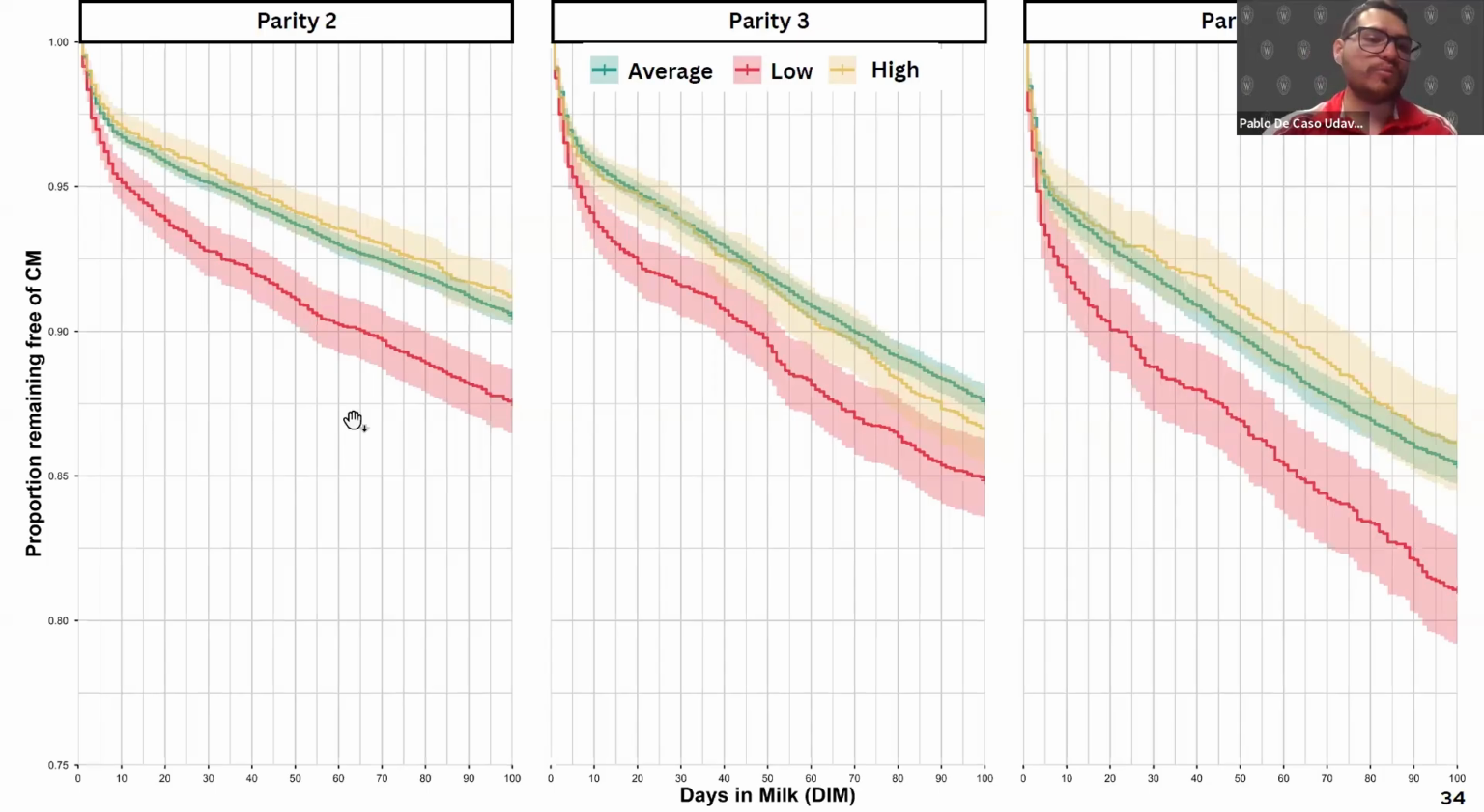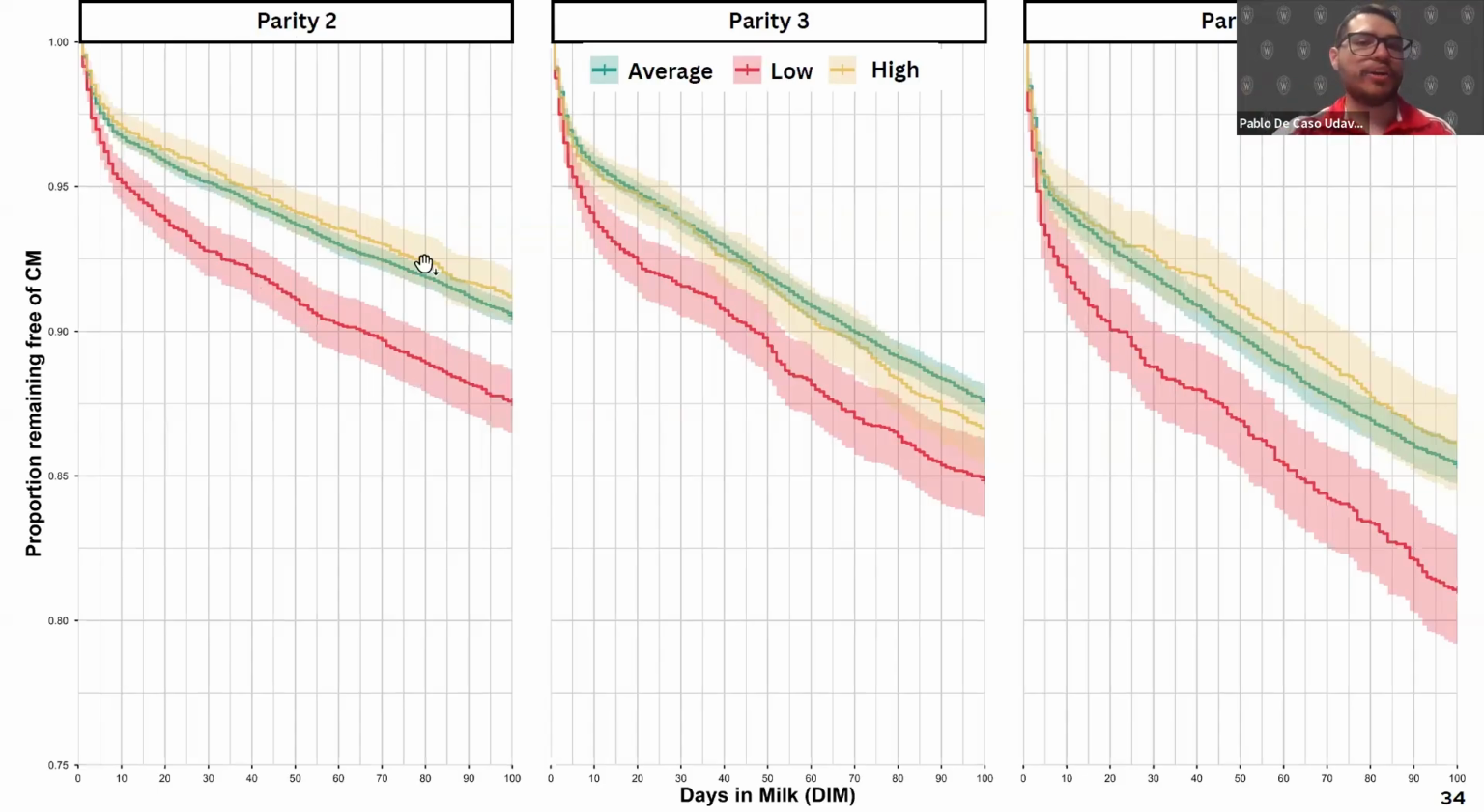So in here, what we are going to be seeing in the y-axis is the probability that the population remains free of clinical mastitis if they are average, low, or high producers based on their milk yield from the previous lactation. So it is very clear in here that when cows in their first parity were low yielders in comparison to their herd mates, they were at a lower probability to be free of clinical mastitis by 100 days in milk in the next lactation, which is the second parity.